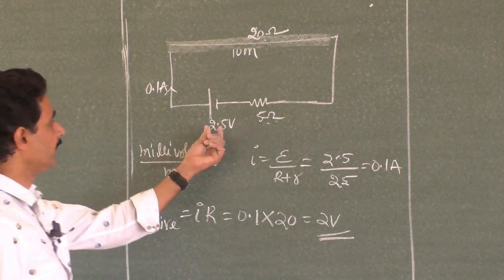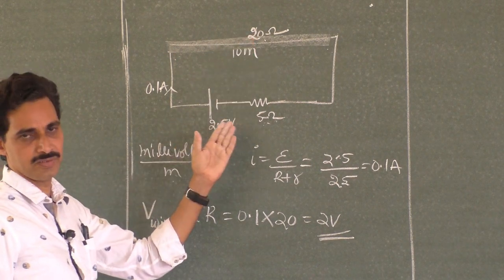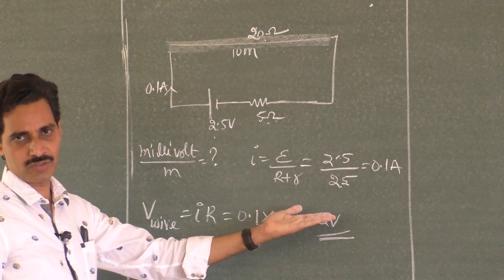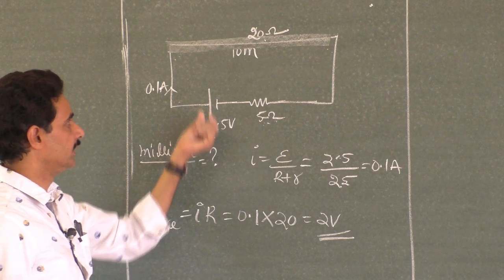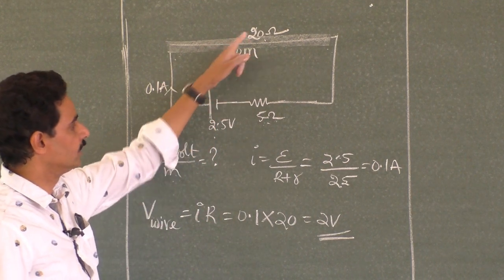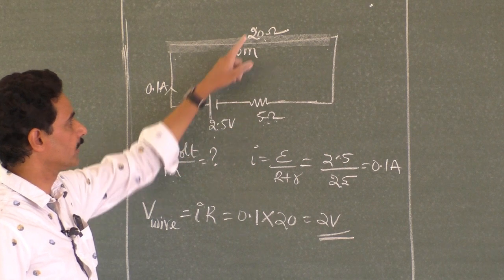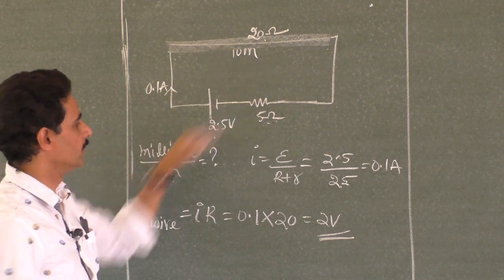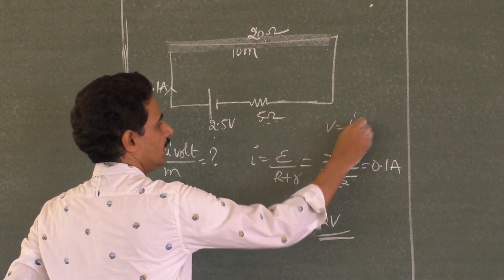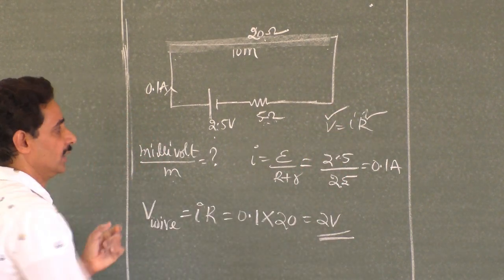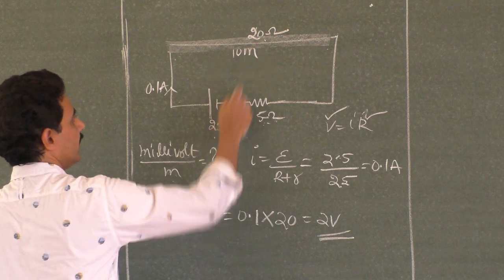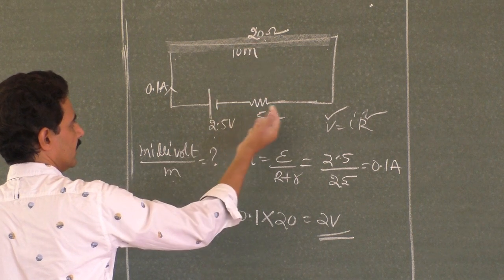So out of 2.5 volt, you see the beauty of these numbers. You need not work it out at all. You can go for a shortcut. How is the shortcut? 2.5 volt, divide it in the ratio, because they are in series, 20 and 5. How do you divide for 20 ohm and 5 ohm? Current is same, so V is equal to IR. How the resistances are, in the same way the voltage will be, directly proportional. So 2.5 volt, 2 volt here, 0.5 volt here, that's all.